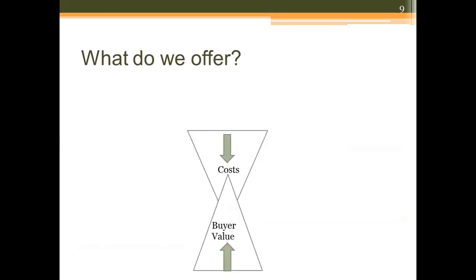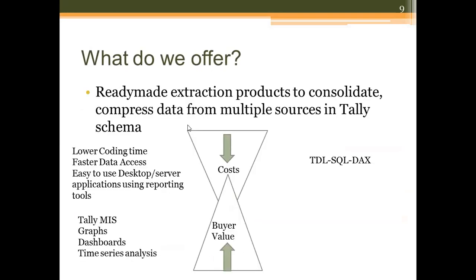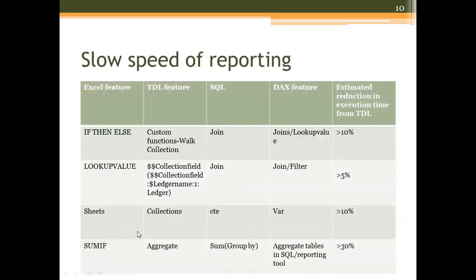So what do we offer in terms of the buyer value and the cost? You're looking at lower coding time, faster data access, easy to use desktop applications, MIS, graphs and dashboards, and time series analysis. Now, this is a comparison we have made. Excel's if-then-else, joins and lookup value, like lookup value, joins and filter. Sheets in Excel are replaced by collections in Tally and CTE or a subquery in SQL, and replaced by VAR in DAX. And SUMIF aggregate is replaced by SUM with GROUP BY.